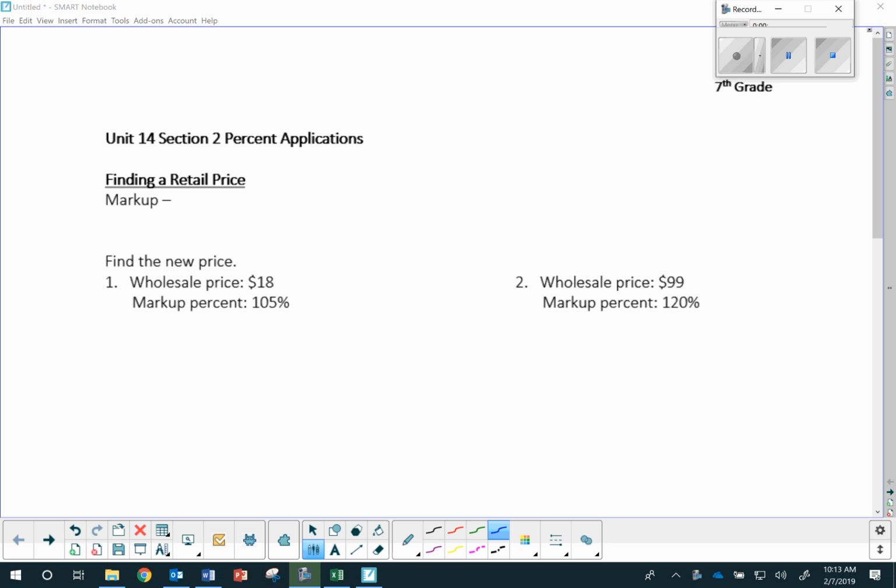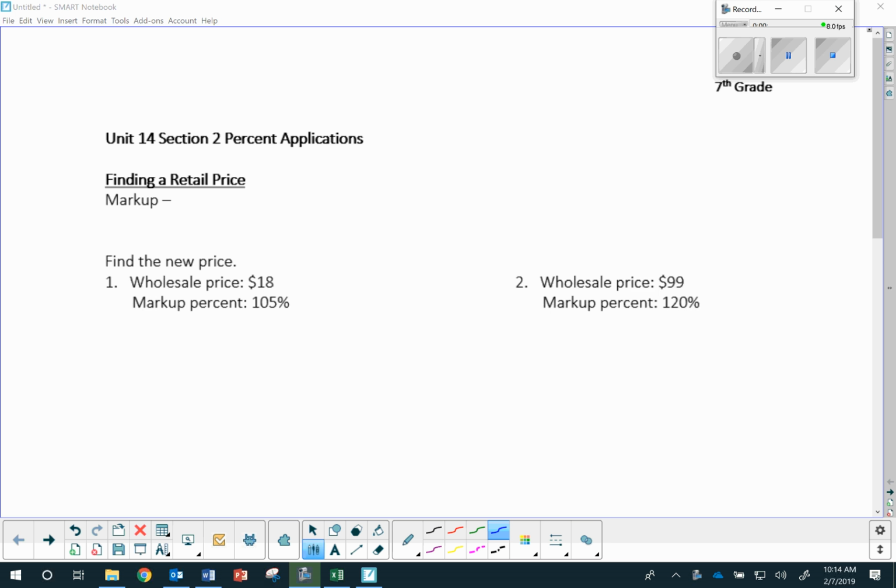Okay, we're going to get started with Unit 14, Section 2. And this section talks about percent applications. So we're going to work with problems that talk about markups with retail prices, with figuring out a discounted price, as well as some problems in talking about sales tax and tip, which is very real world. Whenever you go out to eat and have to calculate the tip, this will be helpful.